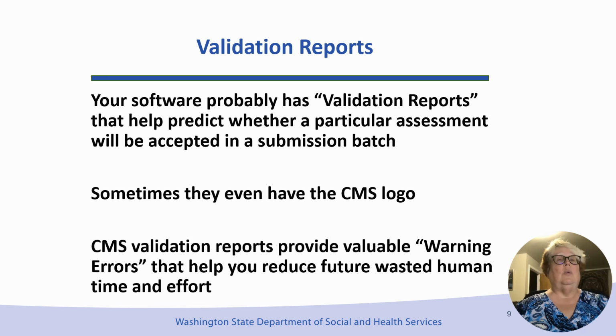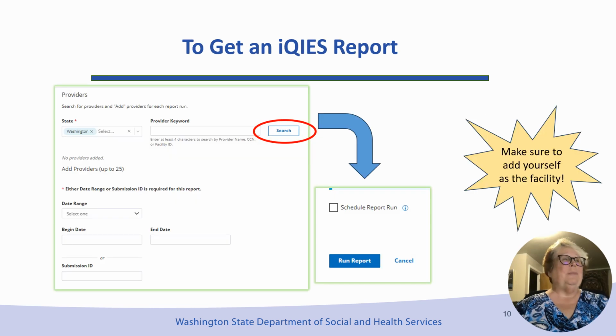You can see where there are pieces of your process for how to get your submissions into the CMS database that are not going as well as you might think they are. So to get an iQIES report, the first thing you need to do is say which facility you work for. You're going to have to add yourself as a facility. So put in a keyword here, part of the name of your facility, and then you can search for it.